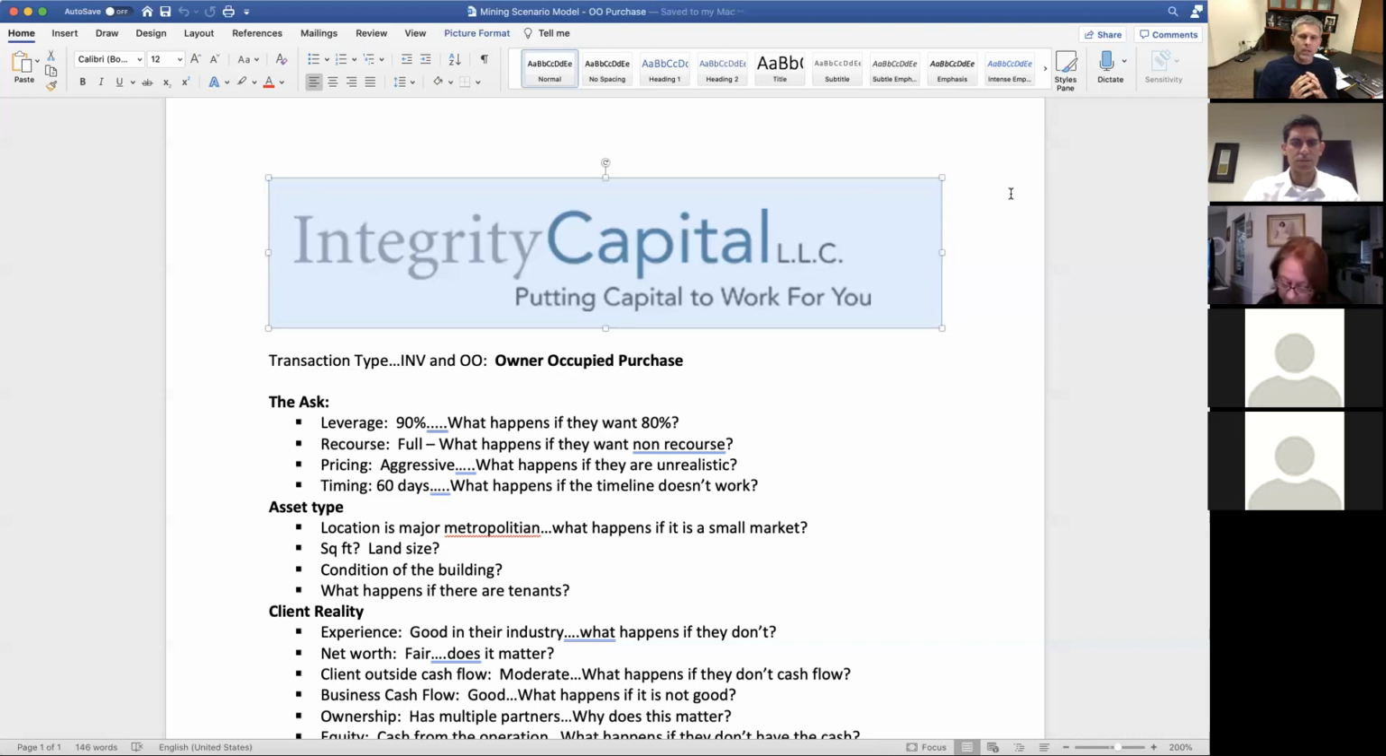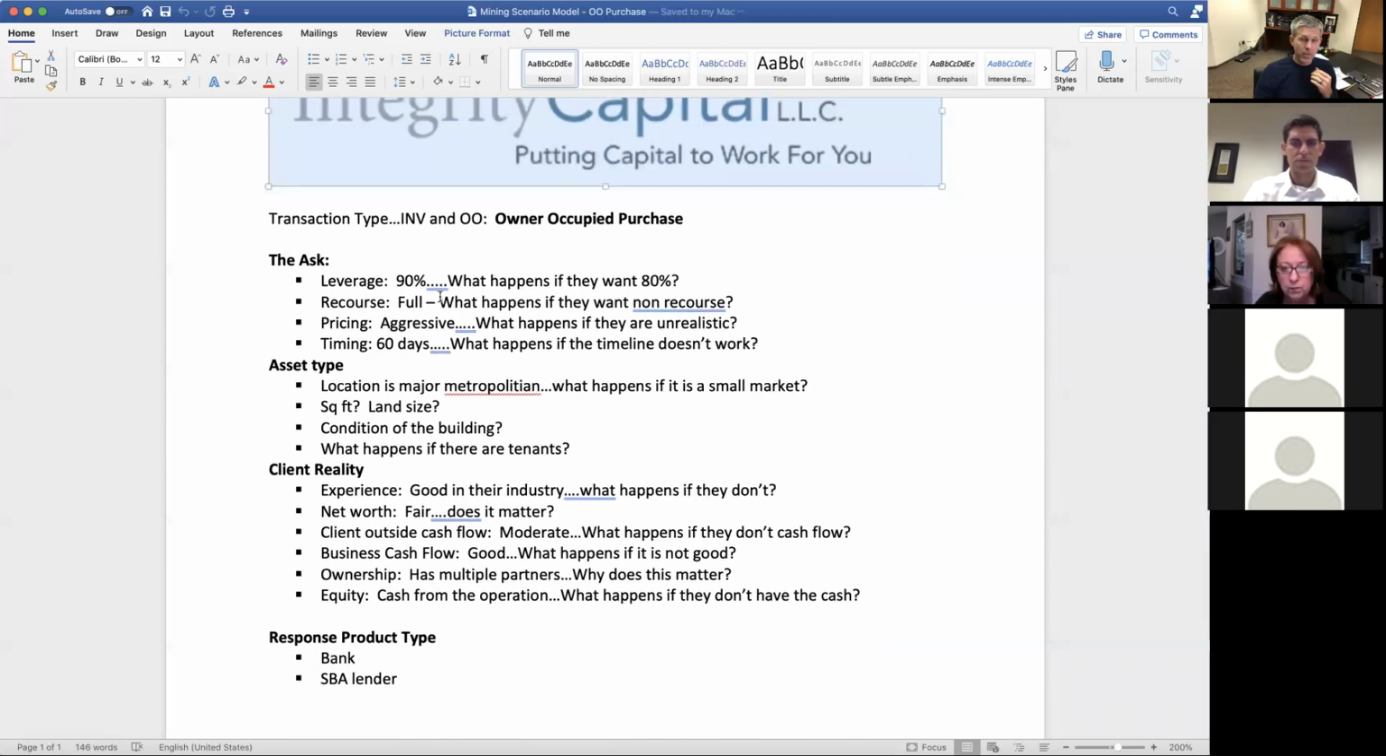Okay. And as I walk through this, the way the model is set up is there is the ask, and we'll talk a little bit about what that means, the asset type, and then the client reality, meaning the circumstance of the client, the reality of their situation, and then the response. So you're taking all this data in as you're trying to size the transaction up, and then at the end of it, you're going to make a recommendation. You're going to give them feedback.